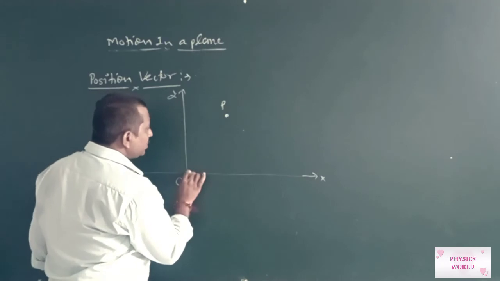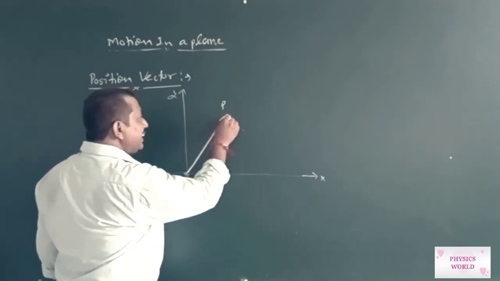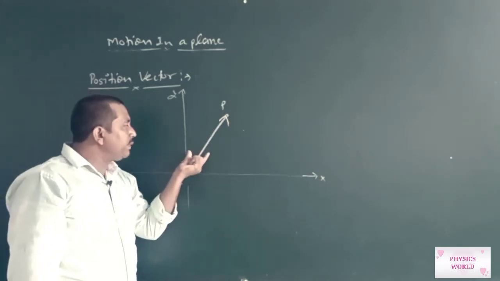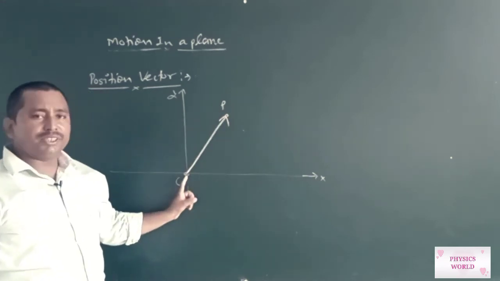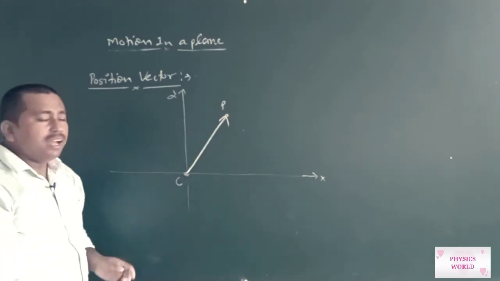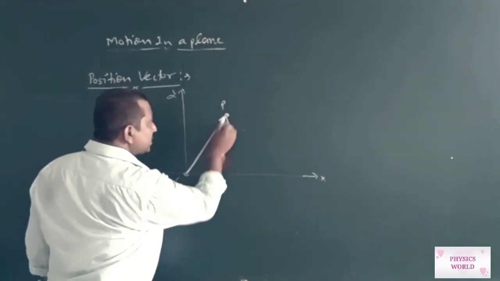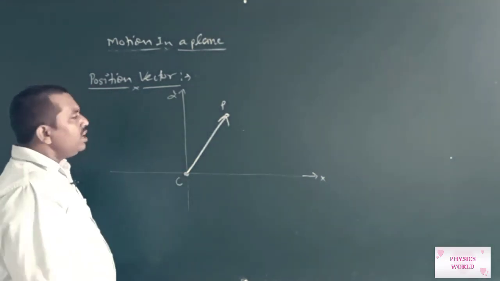So if we join this point P from the origin O, then the line joining O to P provides the position vector of point P with respect to this origin point. This is the position vector of this point P with respect to the origin.